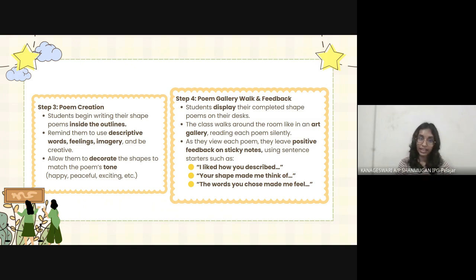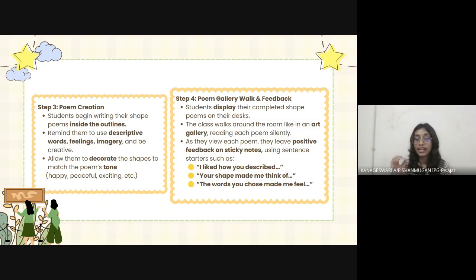We move to the gallery walk. This part encourages peer feedback and gives students a chance to see and appreciate each other's work. First, set up the room. Place the students' poems around the room so everyone can walk around and look at them. And next, give feedback. Encourage students to give positive or constructive feedback on each other's poems.